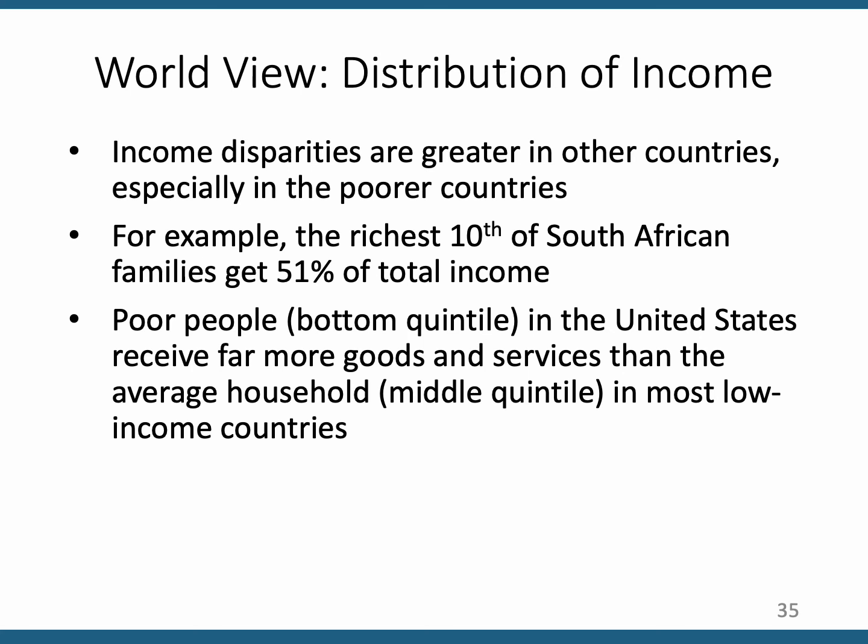And comparing ourselves to a poor country, South Africa, the richest 10% of South African families get 51% of total income. In the United States, it's 30%, if you recall from a few slides ago. So the richest 10% of Americans make 30% of total income. Well, it's 51% in South Africa.